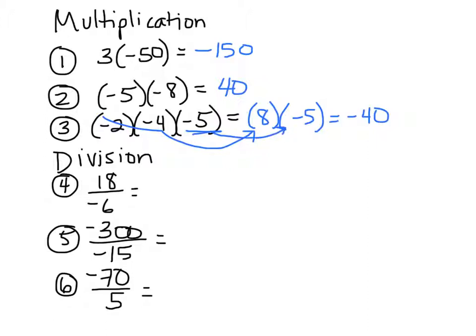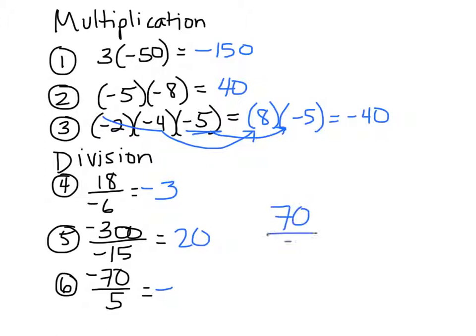And then division. Straight up division, 18 divided by 6 is just 3, but the 6 is negative, so the quotient has to be negative. 300 divided by 15 will be 20. Negative over a negative is a positive, so that's positive 20. And finally, -70 divided by 5.